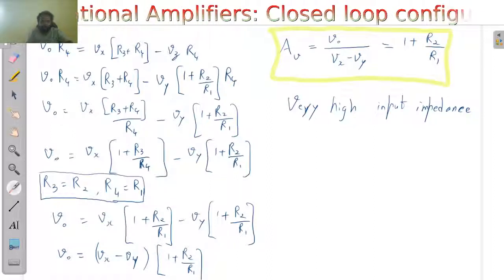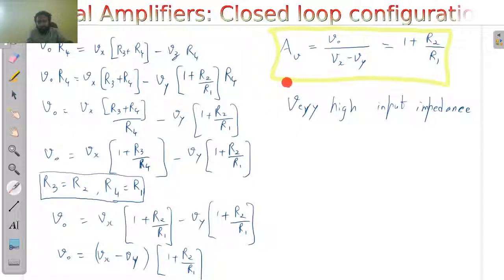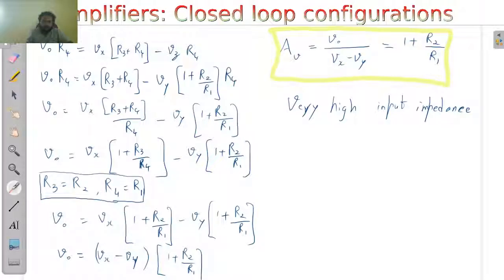With this we stop at this differential amplifier configuration. We will see the later sections in another video.